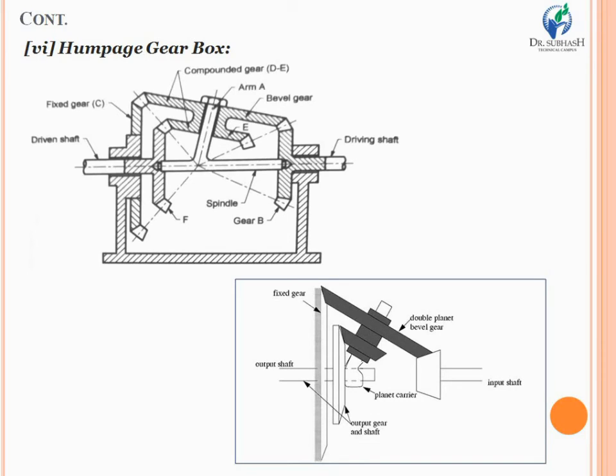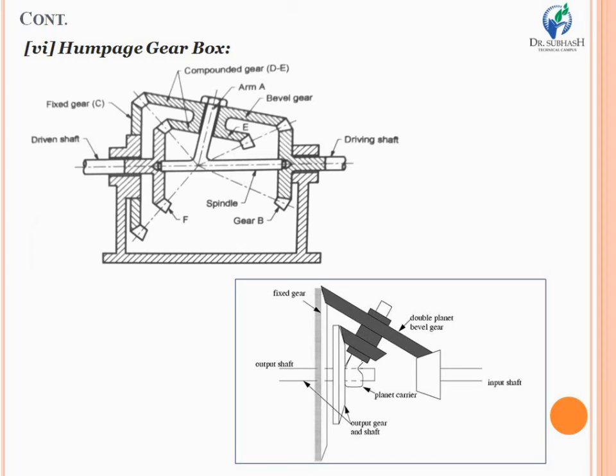This is the simple assembly of the gears with respect to the relevant driving and driven shaft. Now the gears D and E generally form a compound gear, and gear B on the driving shaft meshes with bevel gear D. Bevel gear D also meshes with the fixed gear C, and gear F on the driven shaft meshes with the bevel gear E. So in that series, a connection is possible between the driving shaft and the driven shaft.